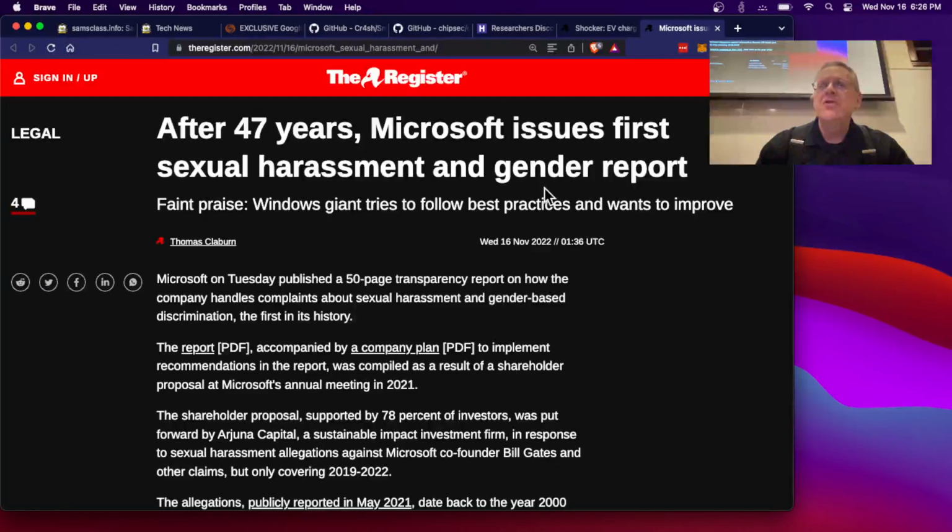So Microsoft has issued their first sexual harassment and gender report, talking about an awful lot of sexual harassment complaints and people that got fired for them and such. And so this may constitute some progress. Then at least you can have some measure of how much they're detecting and what they're doing about it, perhaps.